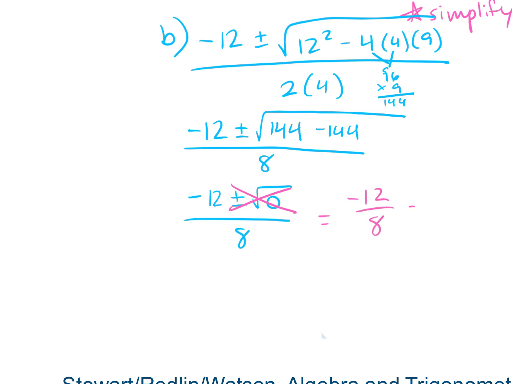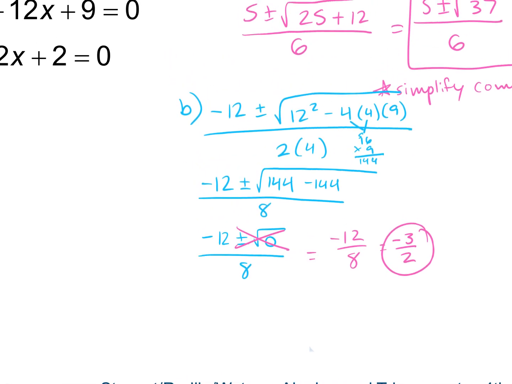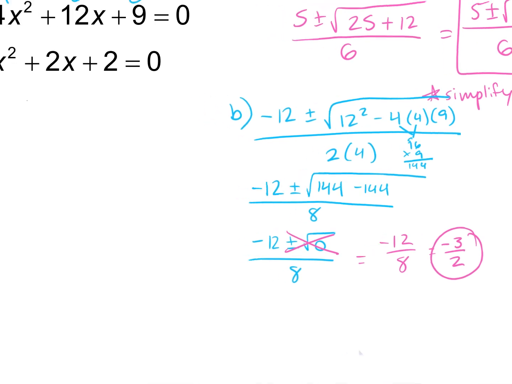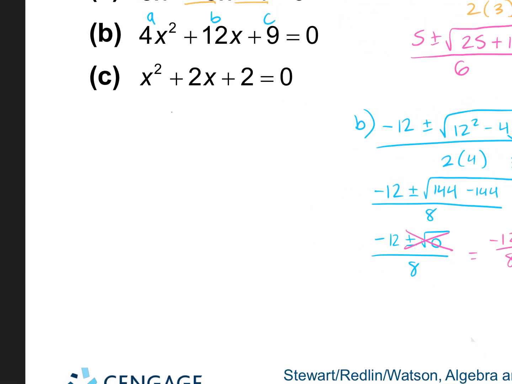Can we simplify this? To what? Negative 3 over 2. Perfect. So that would be our answer. Let's do C.